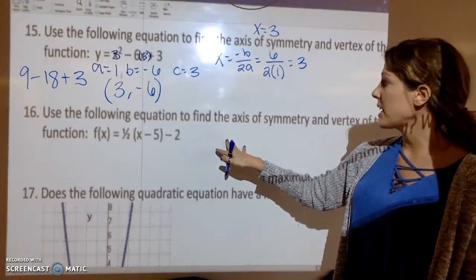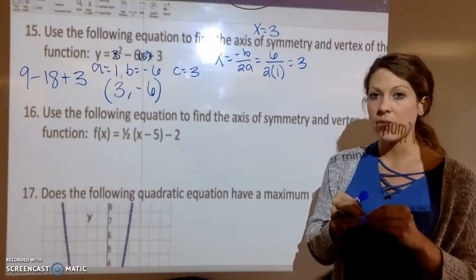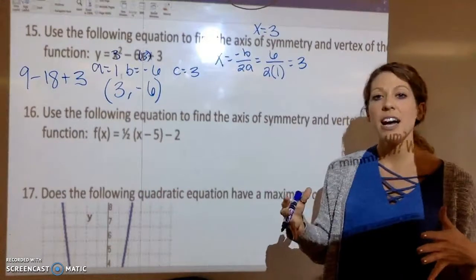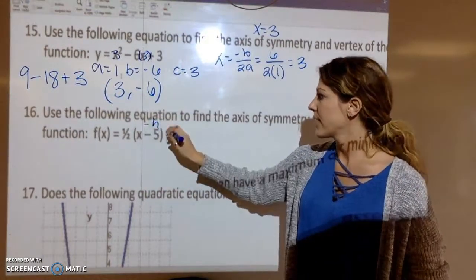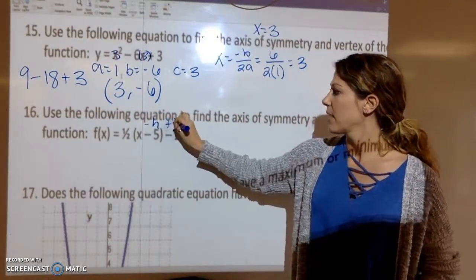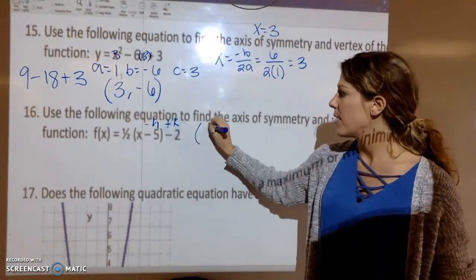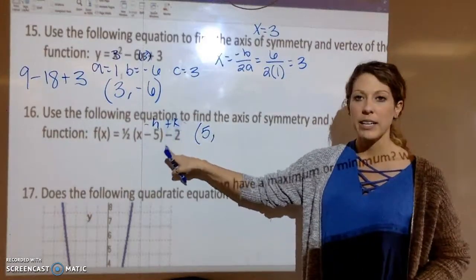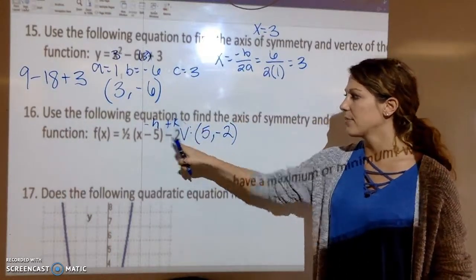All right, 16 is a little bit easier because this is vertex form, so there is no a, b, and c with vertex form, but it does give you the vertex. Well, there is an a, it's 1/2, but there's not a b or a c. It's just the vertex is h, k. So, minus h plus k. So our vertex is the opposite of what's in here. Since that says minus 5, our x is positive 5, and our k is whatever's out here. So negative 2. So our vertex is 5, negative 2.